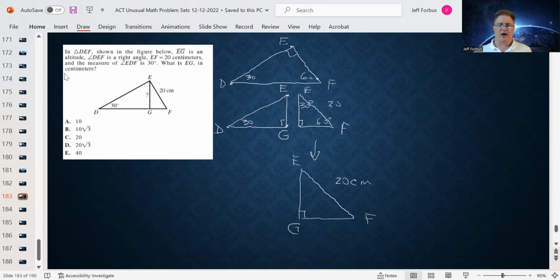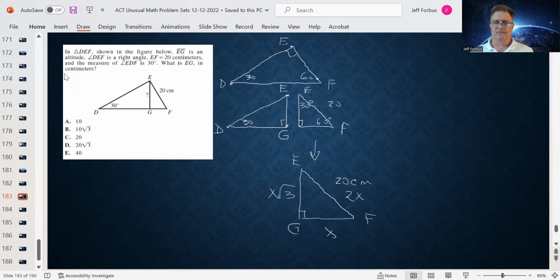So the side opposite that 30 degrees is called X. Now F is 60 degrees. So that's going to be called X square root of 3. And then EF is going to be 2X. Now those are our special triangle lengths. Now we can figure out what X is. And if we figure out what X is, we can figure out the length of EG. So we're going to use the 20 centimeters over here to figure out what X is.